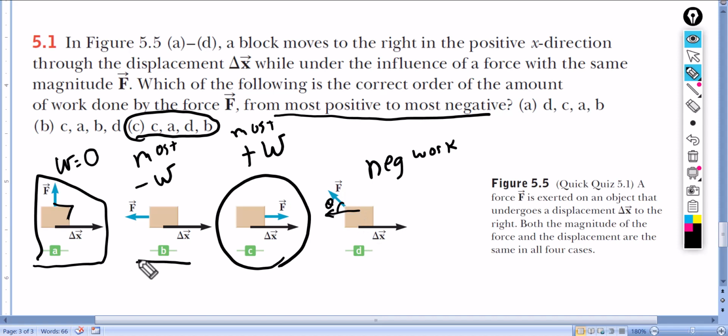And then that leaves us this last one here, with it having the most negative work. The magnitude is the same as C, but the sign is different.